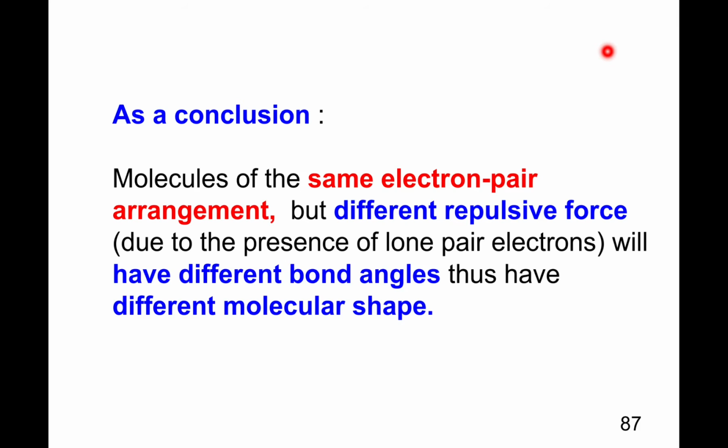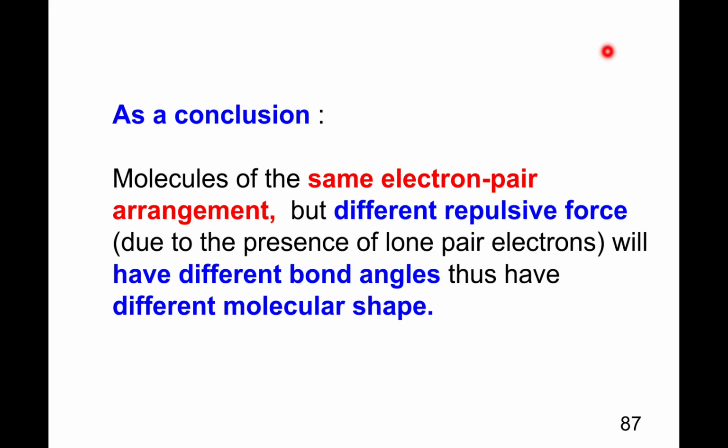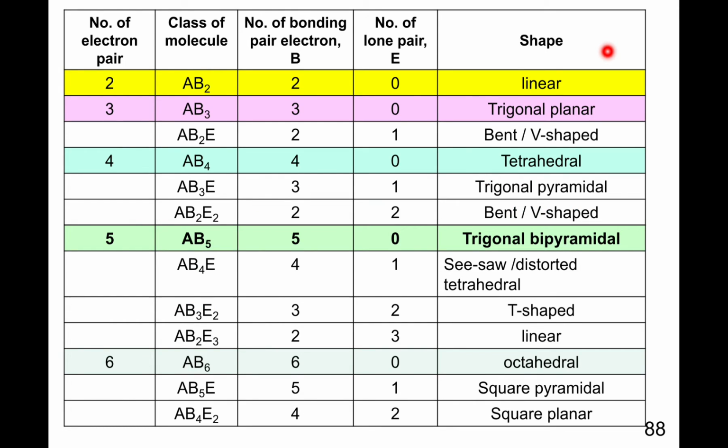Okay, so as a conclusion, the different strength of repulsion between electron pairs changes the molecular shape and the bond angle of a molecule. This is the summary of all the molecular geometry and molecular shapes with lone pairs.